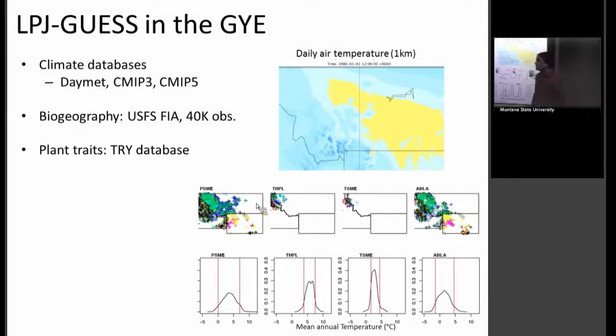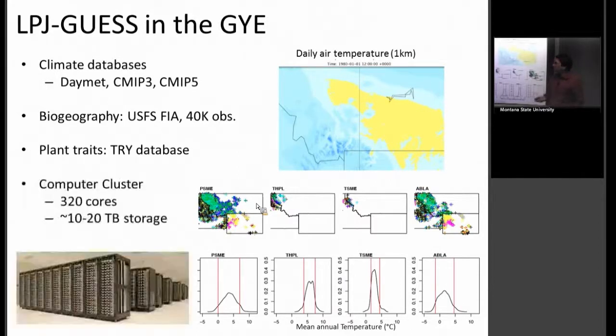And then we're working on getting an MSU computer cluster. So basically, I think ours will be like one rack. But anyway, we're getting it. But it'll be state of the art, really powerful, and we're anticipating to generate a lot of data through these simulations. So in the order of 10 to 20 terabytes.